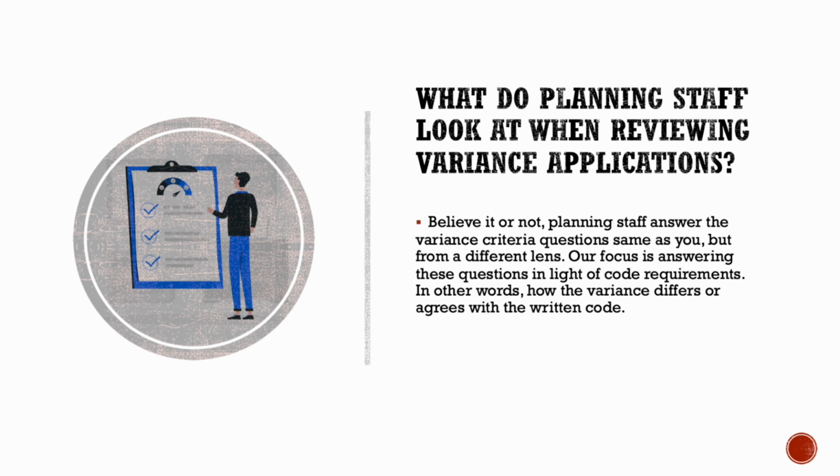And as surprising as this may seem, planning staff actually look at the same variance criteria questions that you look at. But they look at it from a slightly different lens. And when they answer these questions, they are looking at code requirements. In other words, how this variance differs or agrees with the written code.